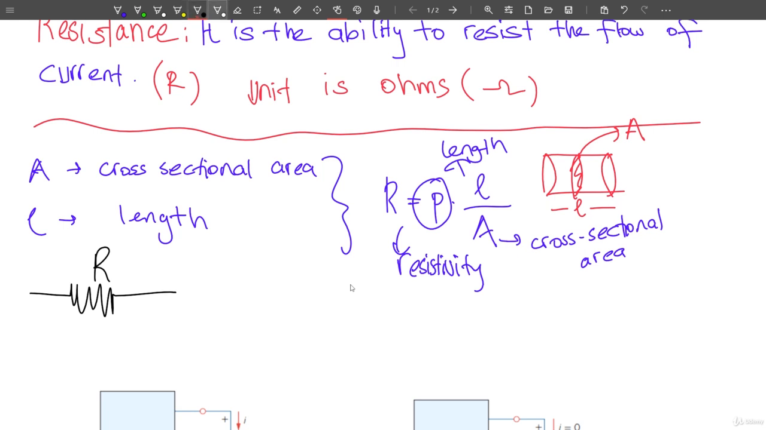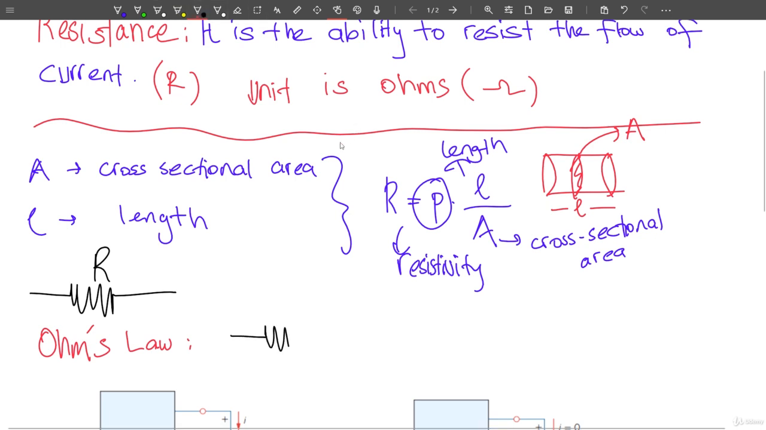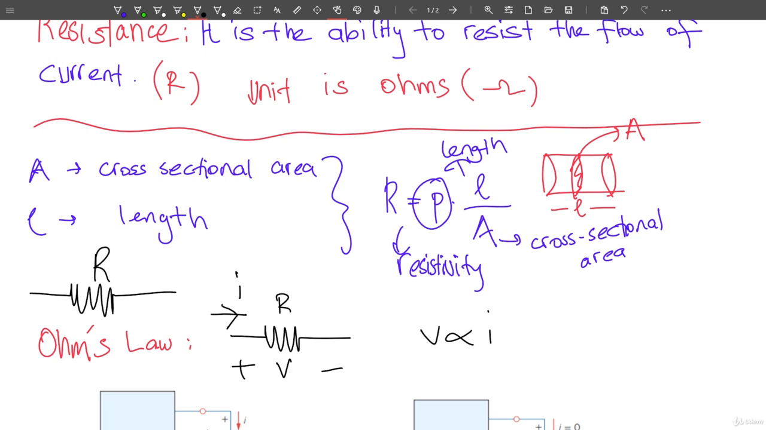So Ohm's law actually states that voltage across a resistor is directly proportional to current flowing through the resistor. Ohm's law is saying that if you have a resistor in here, and that resistor has a voltage across its terminals and also has a current flowing through them. So Ohm's law states that this voltage and current is directly proportional to each other. So if you increase the voltage across the resistor, then the current flowing through the resistor will increase too. So Ohm's law states that they are proportional to each other.